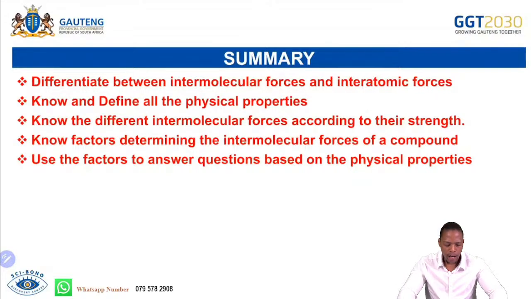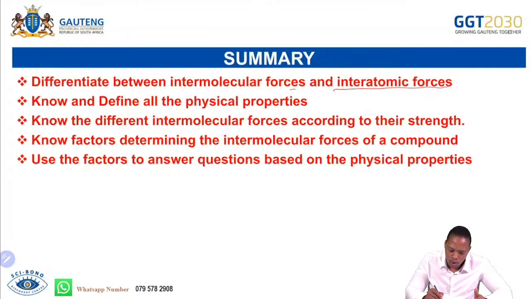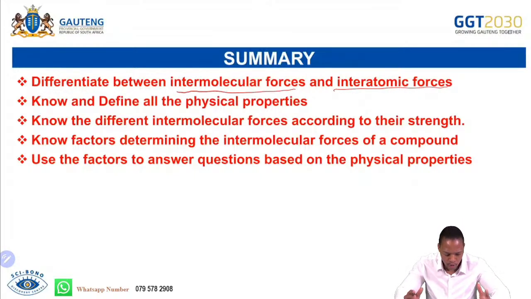Summary for the day. Are you able to differentiate between intermolecular forces and interatomic forces? Interatomic forces are chemical bonds, giving you the chemical composition, while intermolecular forces are between 2 molecules and only talk about the physical properties. Do you know and are you able to define all physical properties: BP, MP, viscosity, VP? Do you know the different intermolecular forces according to their strength? London forces, dipole forces, hydrogen bond, London being the weakest, dipole stronger, hydrogen the strongest.